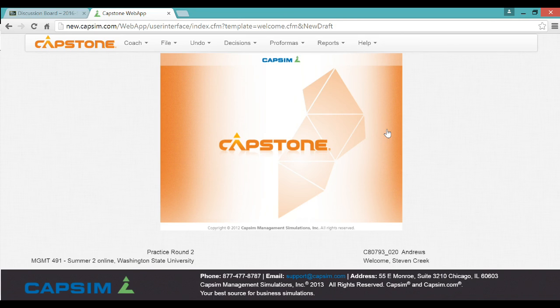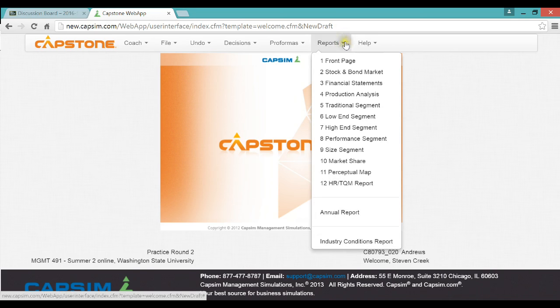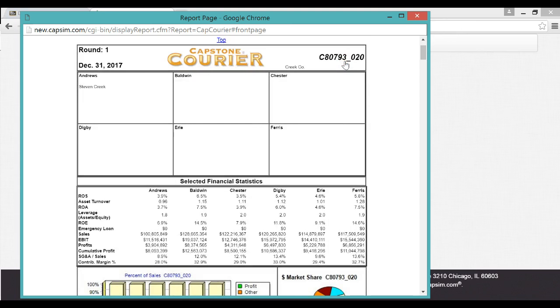So in the web version, this is what you'll see, and where you want to start is in the Courier. And to access the Courier, you go to Reports, and you might as well start at the front page. So even in round 1 you would have this Capstone Courier, and each year this is going to update. So right now it's showing the results of round 1. So I've already played the first round.